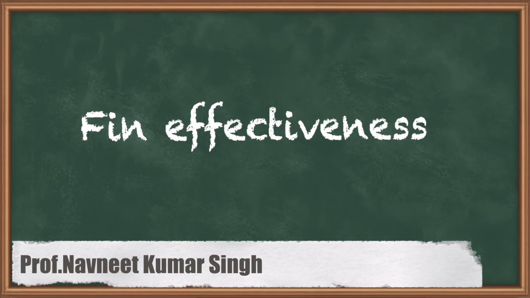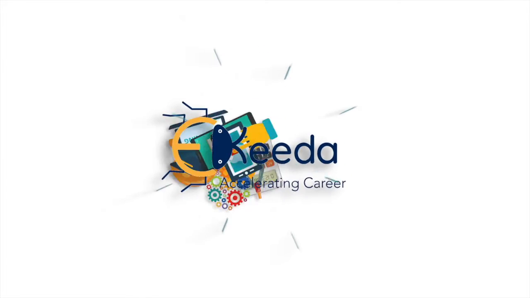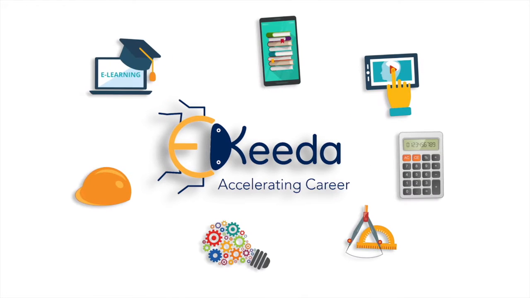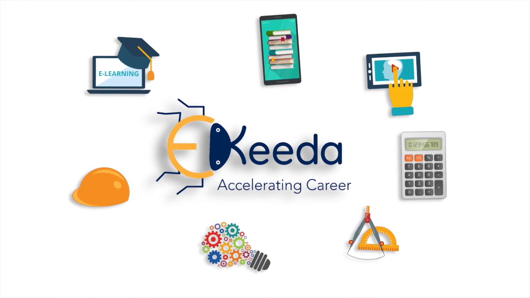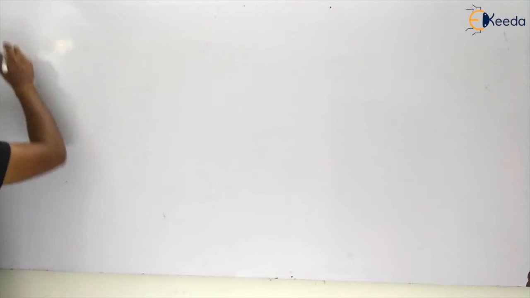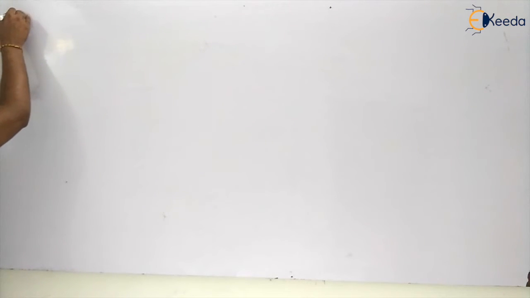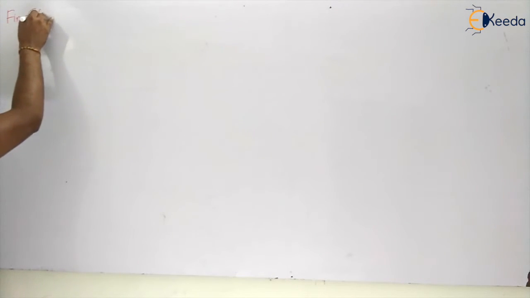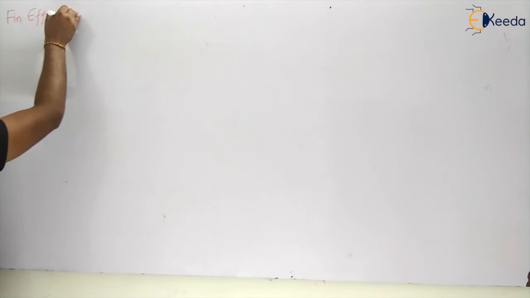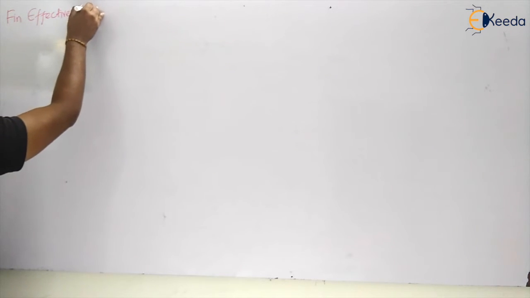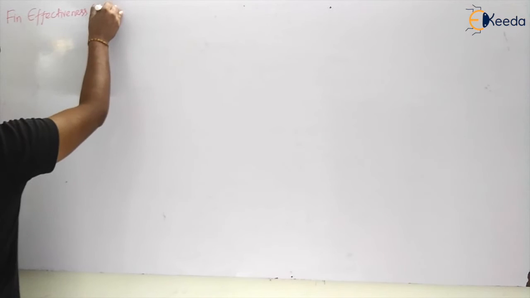So my dear students, we have seen what efficiency was and we have seen the different types of cases. Now we will understand what effectiveness is. So let us study fin effectiveness. Fin effectiveness, my dear students, is represented by epsilon.